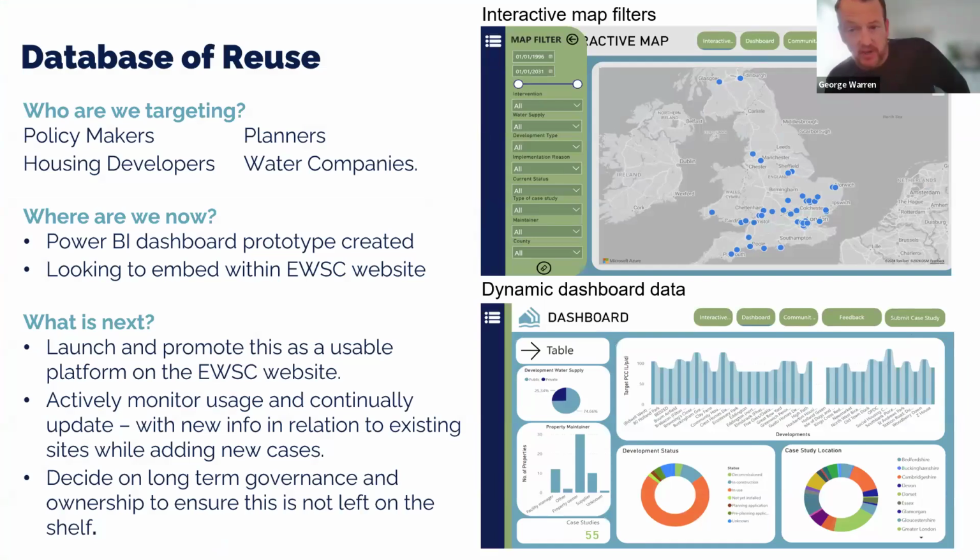So we've pulled together case studies that we're aware of, and key statistics and data around these, and we've pulled these into a Power BI report, a dashboard which we're looking to embed within the Enabling Water Smart Communities webpage. This will be available to all to be able to inspect, and also, I should add, not just view, but also propose additional data into.